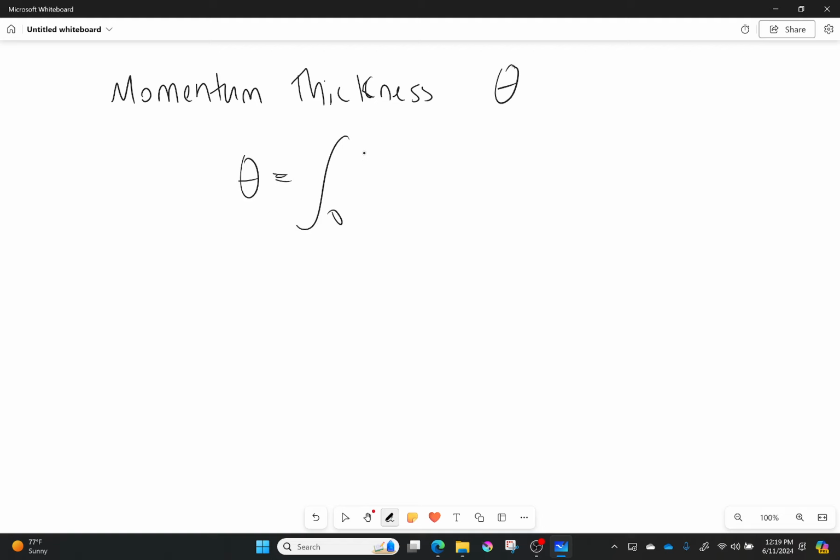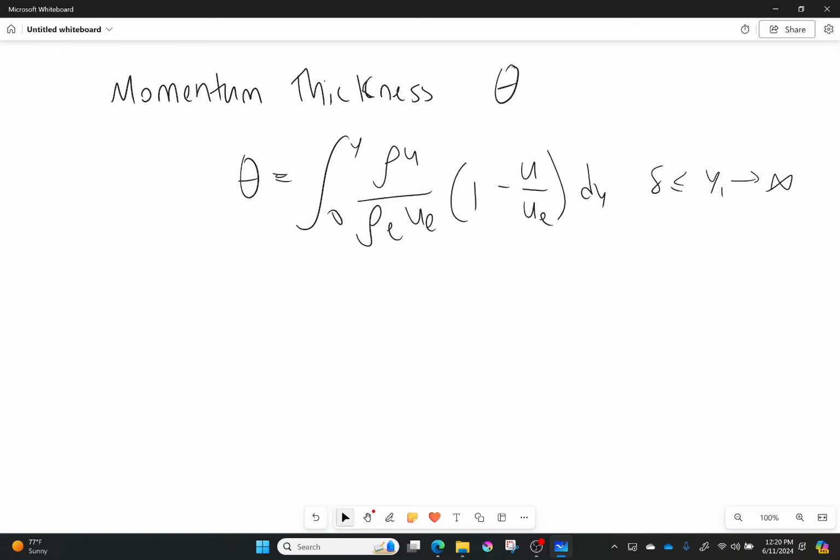So it's equal to the integral from 0 to y, once again some distance, of rho u over rho e u e times 1 minus u over u e dy, where delta is less than this distance, as this number approaches infinity. So y is going more or less to infinity. It has to be more than delta, as in more than our boundary layer, for us to figure this out, and it's supposed to be big. It doesn't have to be actually infinity, but it's just going to the point where I've gotten past all these changes.